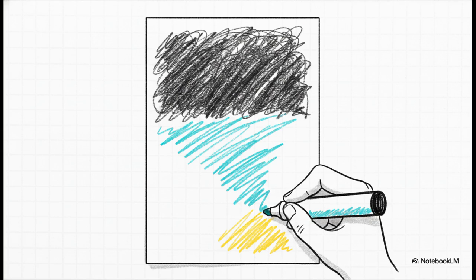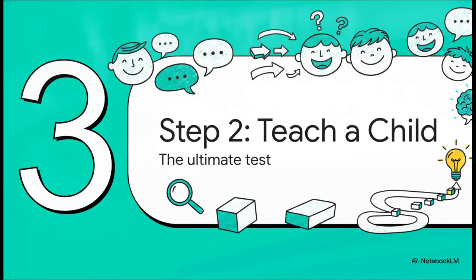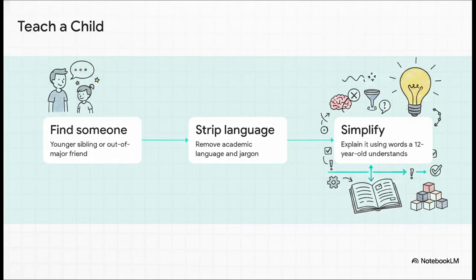Once you look at that page and feel confident you know the concept, you're ready to move on. Which brings us to our third section, step 2, teach a child. This step is the absolute core of the Feynman technique. This is where we put your newly outlined knowledge to the ultimate test. If you have a younger sibling, you should literally go find them right now.